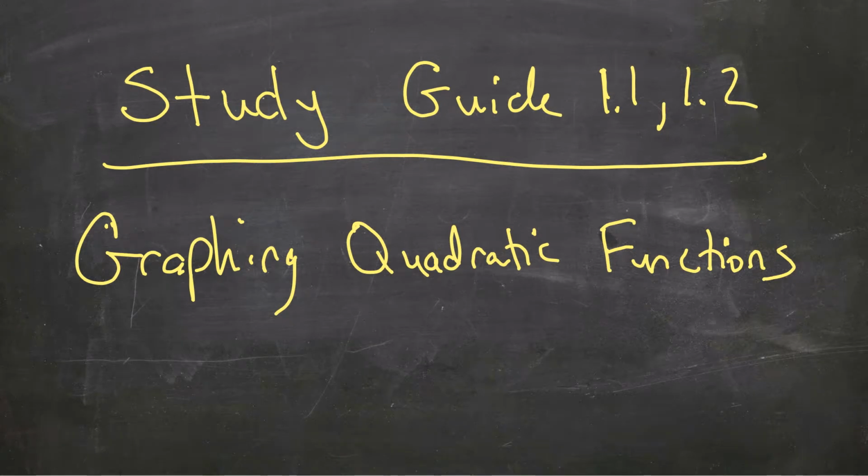Alright, today we're going to go over the study guide for sections 1.1, 1.2. It's all over graphing quadratic functions, and it's in various forms. There are going to be 3 forms: standard form, vertex form, and intercept form.